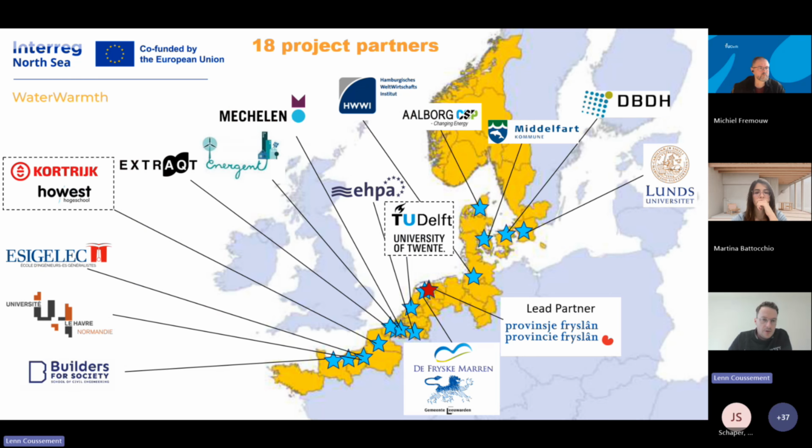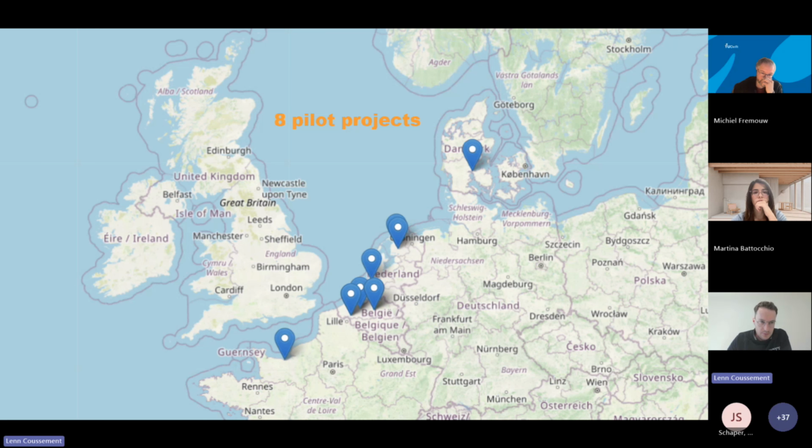The project partners, we are 18, spread over 6 countries. I will not go into detail. And also the pilot projects are spread in these 6 countries. So this was a short introduction into aquathermal energy and the WaterWarmth project. And Michiel can now go into detail of one of the things we developed in work package 1.